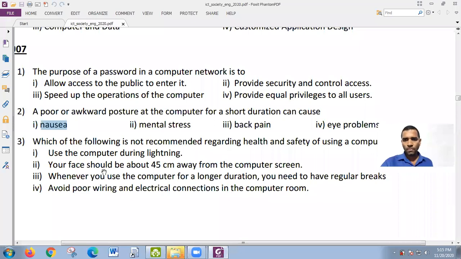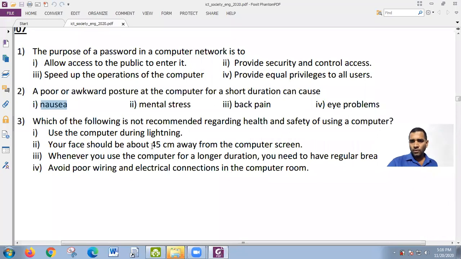Last one. Which of the following is not recommended regarding health and safety of using a computer? Not recommended, right? Use the computer during lightning. You can't do that, right? During lightning, the voltage can increase, so you can be affected. Your devices can be affected. So this is not recommended. This may be the answer, but better check the others.